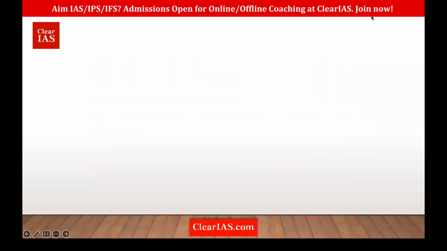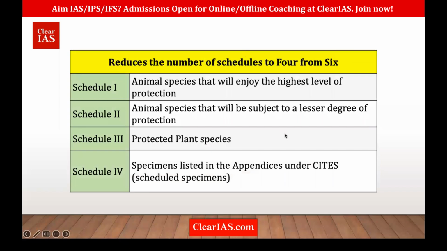Now I spoke about the schedules. I told you that there were 6 schedules in the earlier act, the Wildlife Protection Act of 1972. In the Amendment Act, they've reduced the schedules and there are only 4 now. The first schedule is of those species which need the highest level of protection, so you can never hunt it or do anything with it. That comes under Schedule 1. The second schedule is for those species which have a lesser degree of protection, that means they are not as threatened as Schedule 1 species.